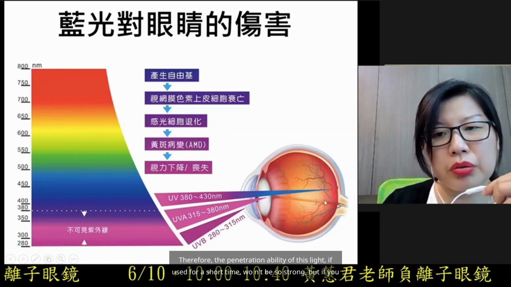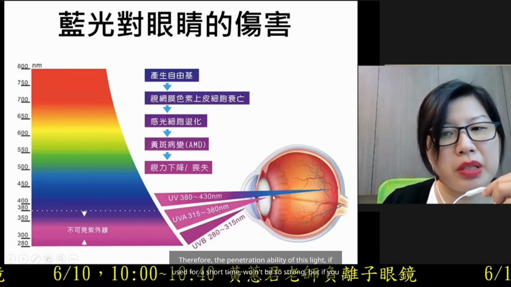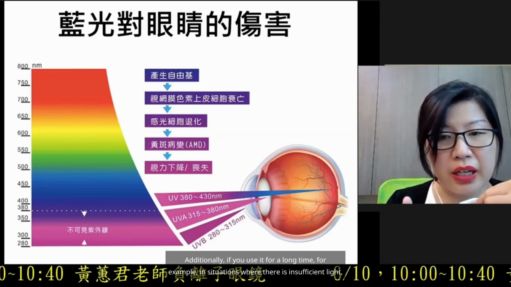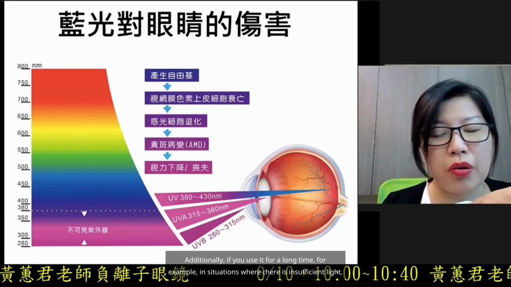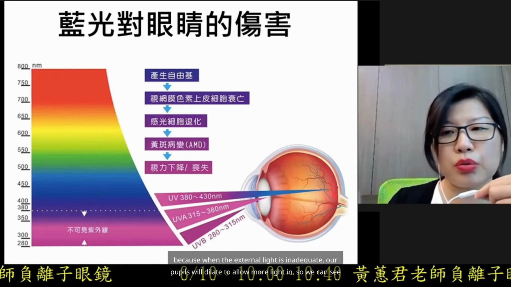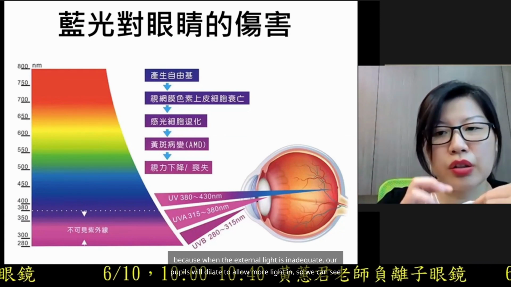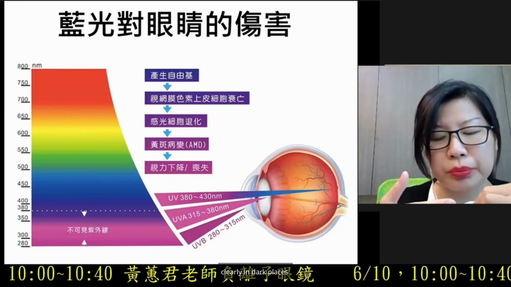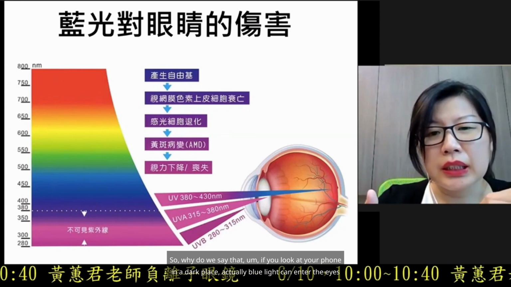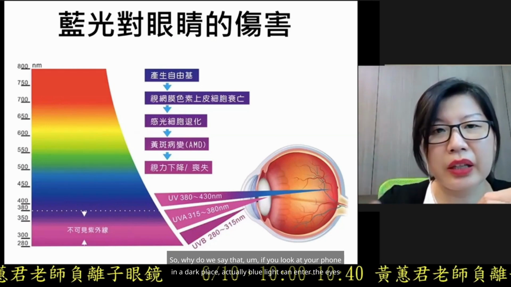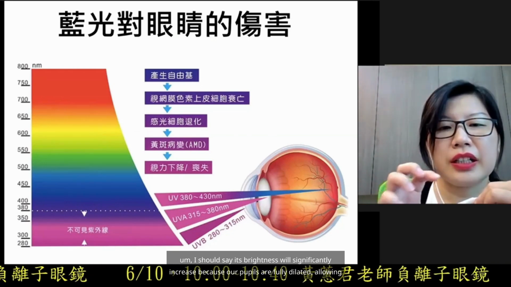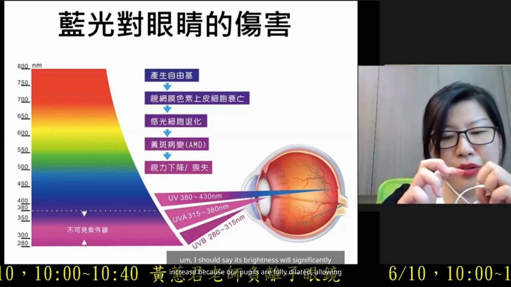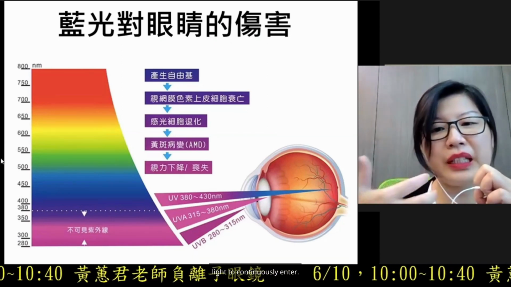Therefore, the penetration ability of this light, if used for a short time, won't be so strong, but if you focus on it for a long time. Additionally, if you use it for a long time, for example, in situations where there is insufficient light, because when the external light is inadequate, our pupils will dilate to allow more light in so we can see clearly in dark places. So why do we say that? If you look at your phone in a dark place, actually blue light can enter the eyes. I should say its brightness will significantly increase because our pupils are fully dilated, allowing light to continuously enter.